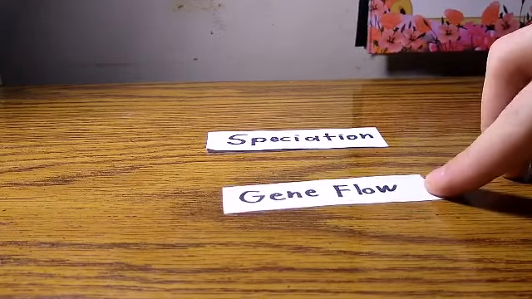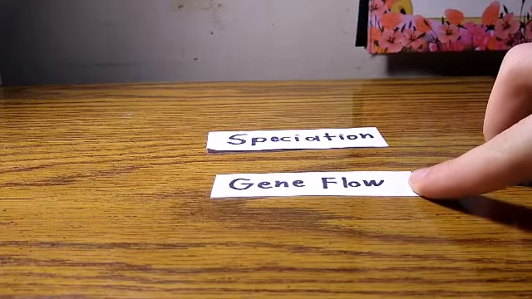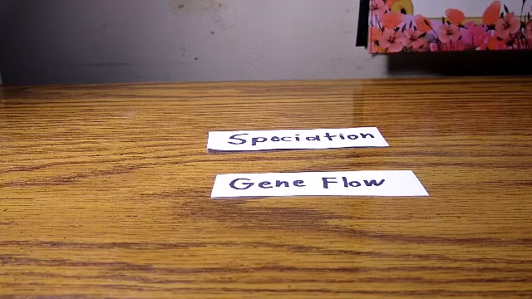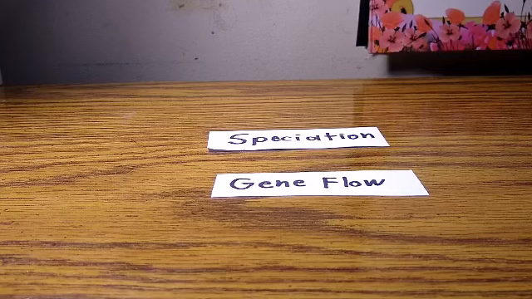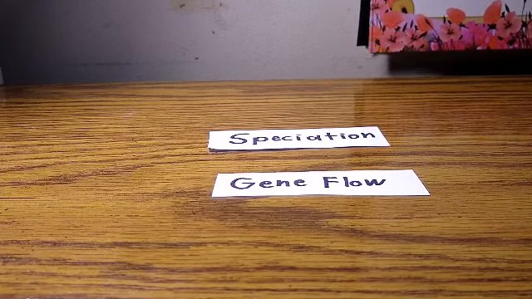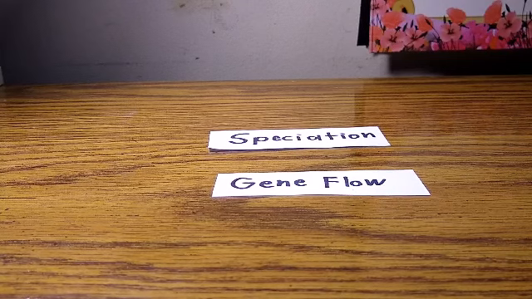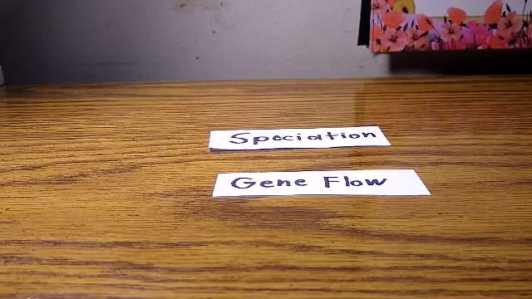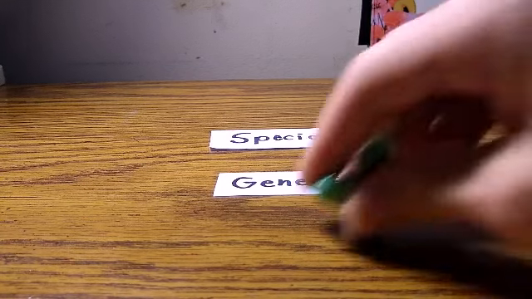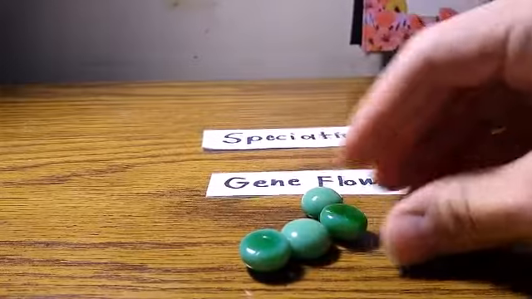to discuss gene flow. So gene flow is when organisms migrate between populations and they distribute alleles, and they also create variety in the genes between the alleles. So I'm going to simulate an example of speciation right now. So first I'm going to use these little marbles here to show them.